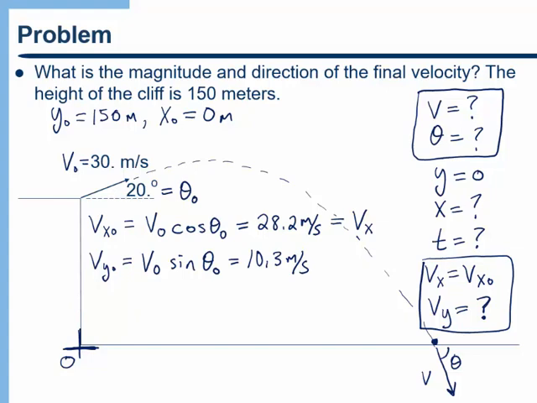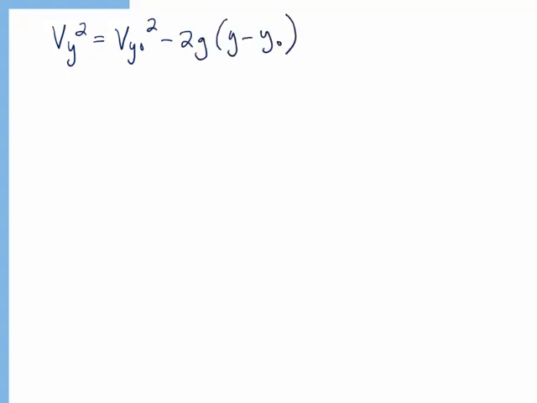Well, let me tell you what I picked. I picked that vy squared is equal to vy naught squared minus 2g times y minus y naught. The reason that I picked that formula is that it has vy in it, which is what I'm trying to solve for, and it also does not have t in it because I don't know the time. Now, most of the time with these kinematic equations, you can do it some different ways, but this is the most direct way to solve the problem.